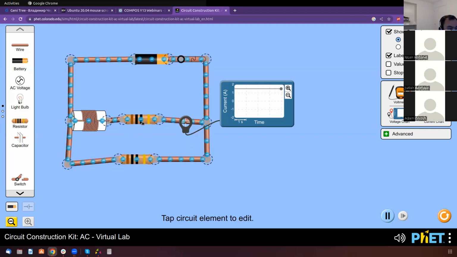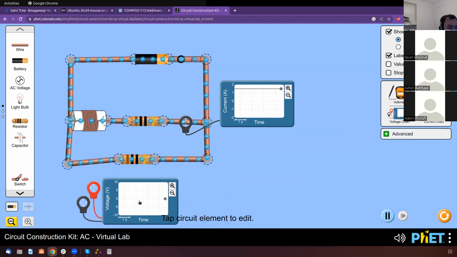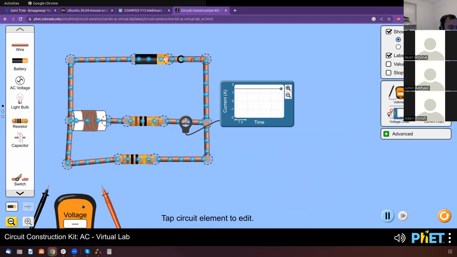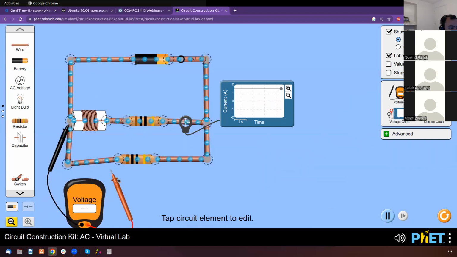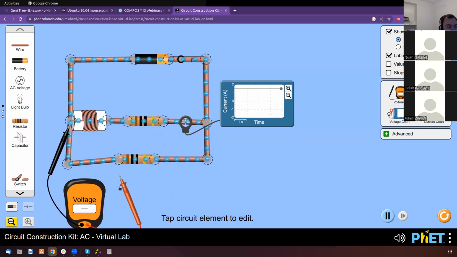So the current flows through the resistor. Now the current is not changing, therefore the inductor doesn't do anything. The voltage on the inductor is actually 0. The voltage of the resistor is 15. So the inductor doesn't do anything because there's no change in current. Now look what happens when I open the switch. When I open the switch, the inductor starts to work.